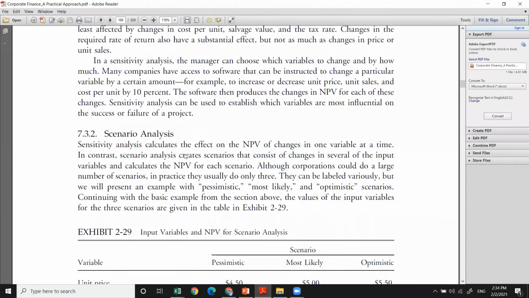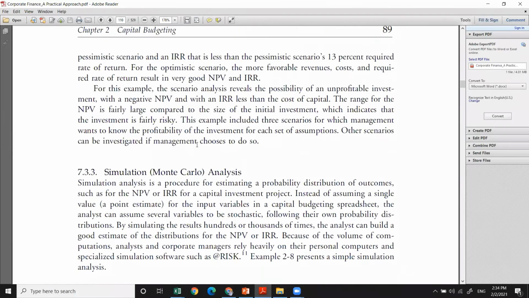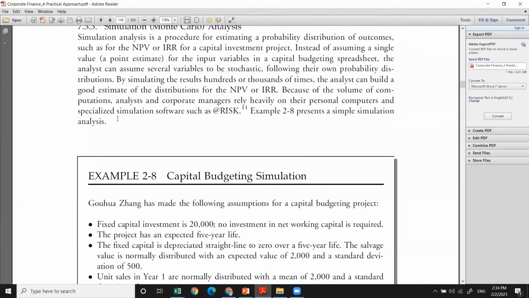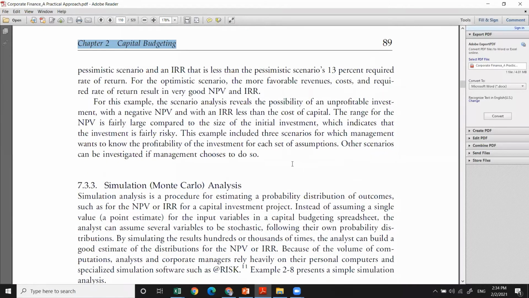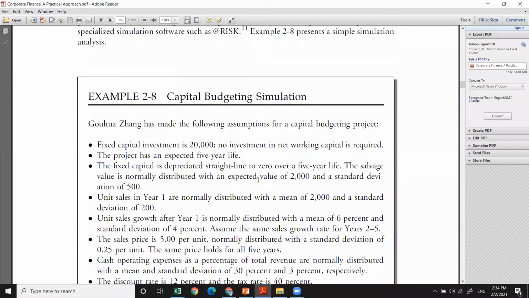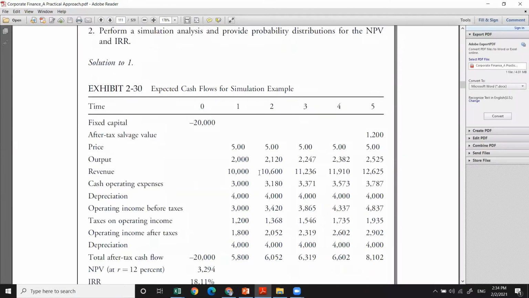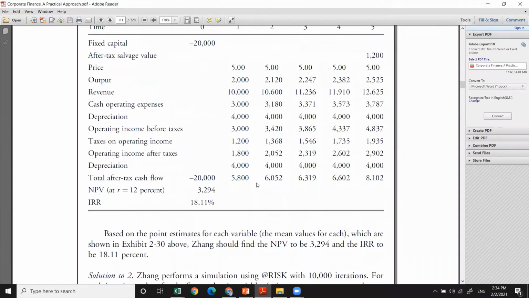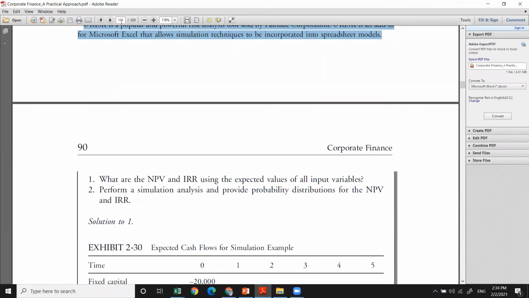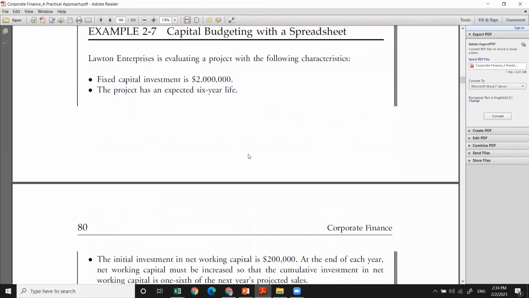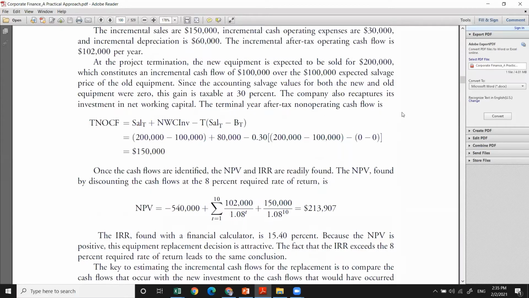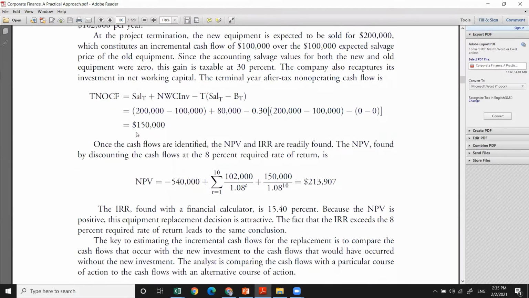So the example is given here. Just a second. The actual page is 89. Is it this? Oh, no, it's not that one. It was 79. I'm very sorry. It was here. The actual page is 79. And the question is this one.